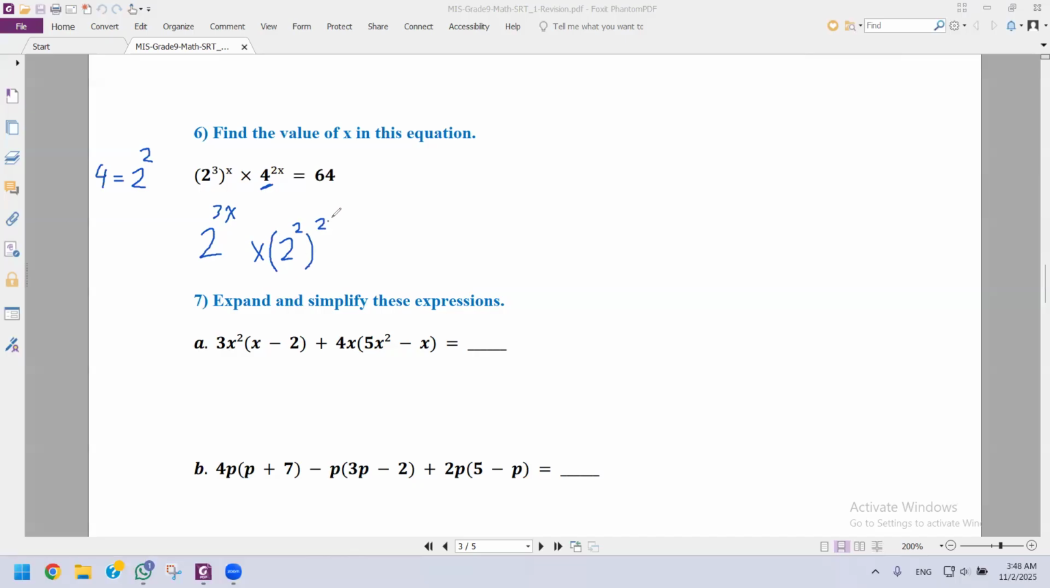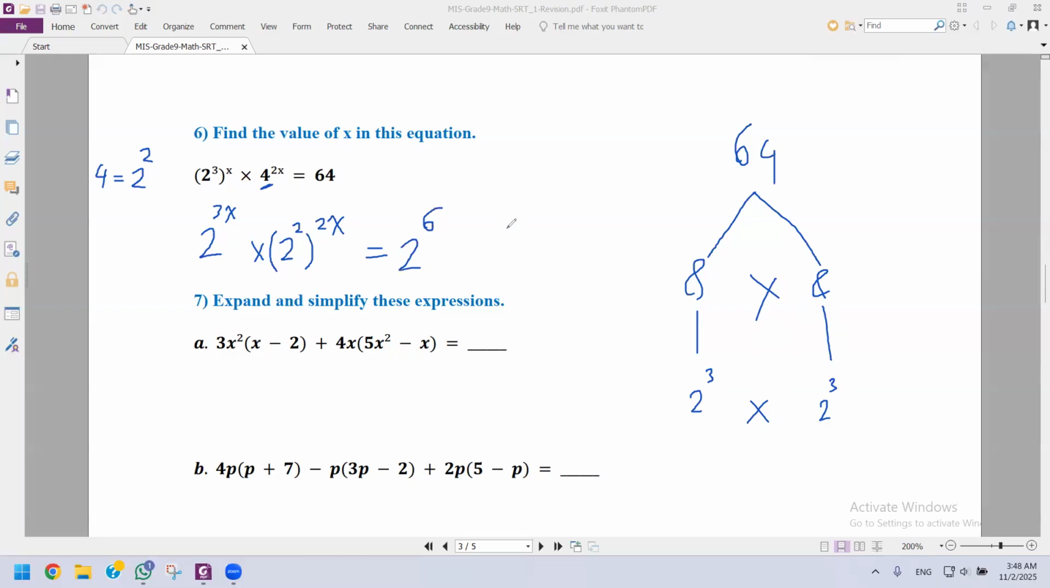Is equal to 64. Now 64, I also need to write as 2 to the power of something. Now we know that 64 is what? It is 8 times 8. But what is 8? 8 is 2 to the power of 3. So multiply them. 2 power 3 times 2 power 3 is 2 to the power of 6. So 64 is 2 to the power of 6.